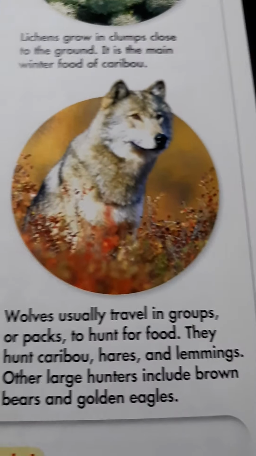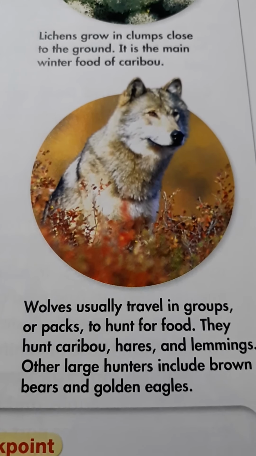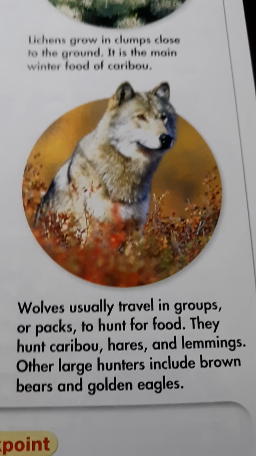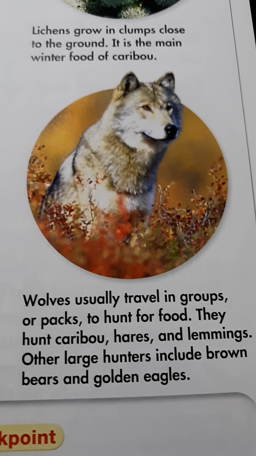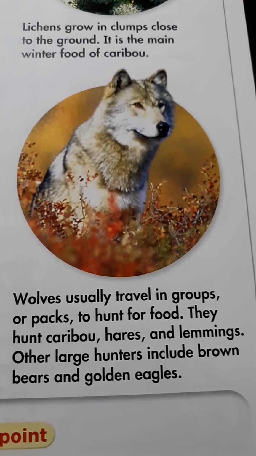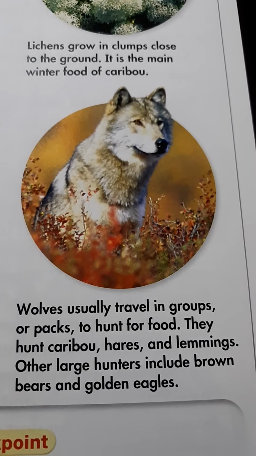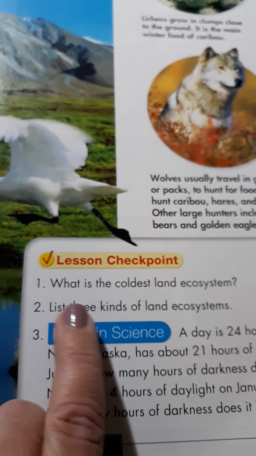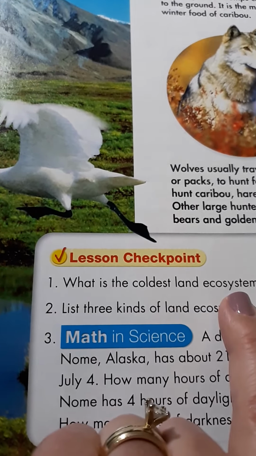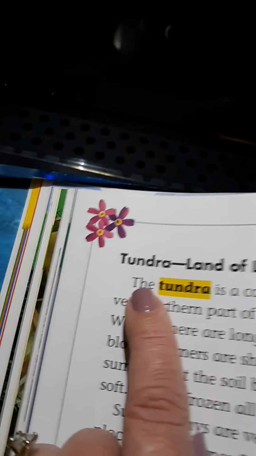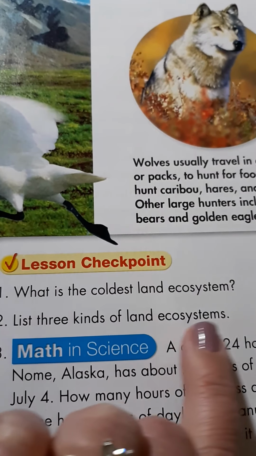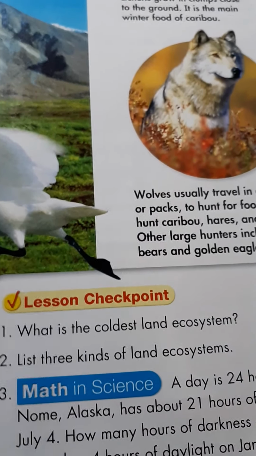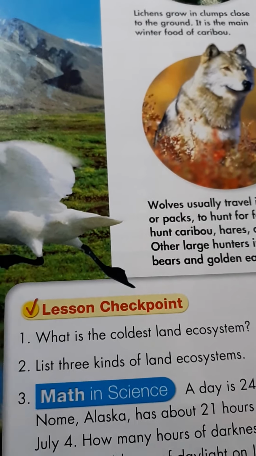Okay. Wolves usually travel in groups or packs to hunt for food. They hunt caribou, hares, and lemmings. Hares are rabbits. Other large hunters include brown bears and golden eagles. Here's some other checkpoint questions to think about. What is the coldest land ecosystem? Here's a hint. List 3 kinds of land systems. Ooh, those are the 3 different kinds we've read in this lesson.